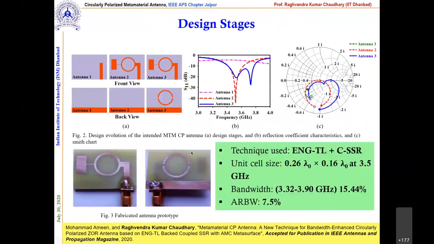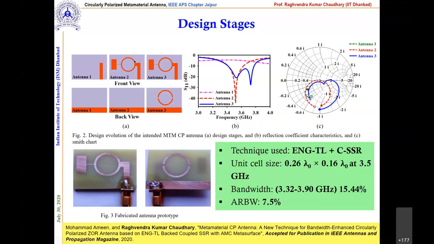Before jumping over to all the results, I would like to clarify how we are getting the CP. This is an ENG transmission line. If you plot the electric field, it will be normal to this. Even if you go with the simple microstrip approach, you will find that many of the electric field components are normal to the surface.